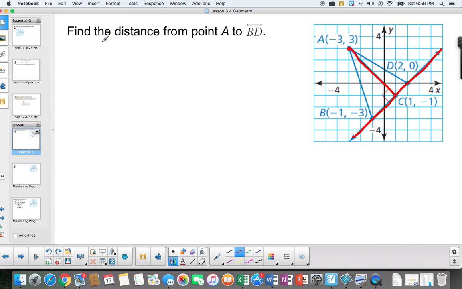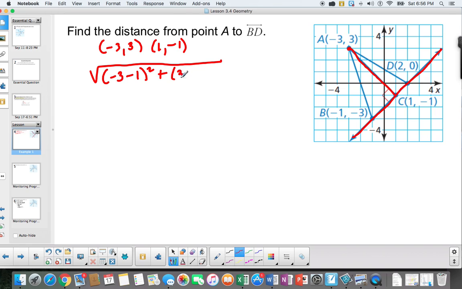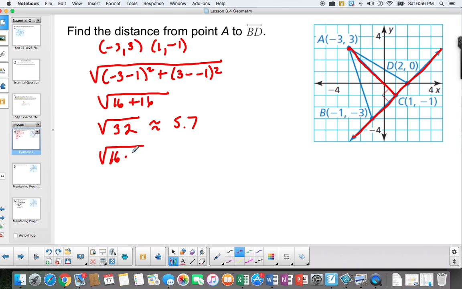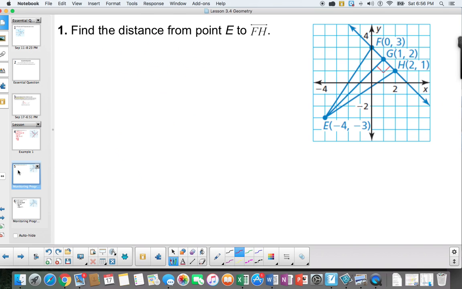All right, so I'll start with the point (-3, 3), and I want to go to the point (1, -1). That'll require me using the distance formula. (-3 take away 1) quantity squared plus (3 take away -1) quantity squared. That will be 16 plus 16, which is root 32. If you put that in your calculator, that's about 5.7. If you want to put it in simpler form, root 32 is root 16 times 2, or 4 root 2 would be the simplified form. All right, I'd like you to try that.